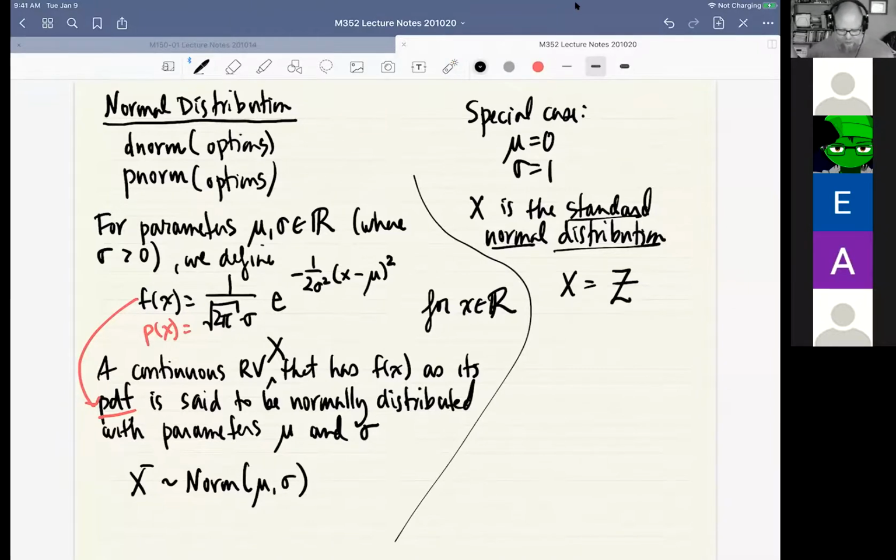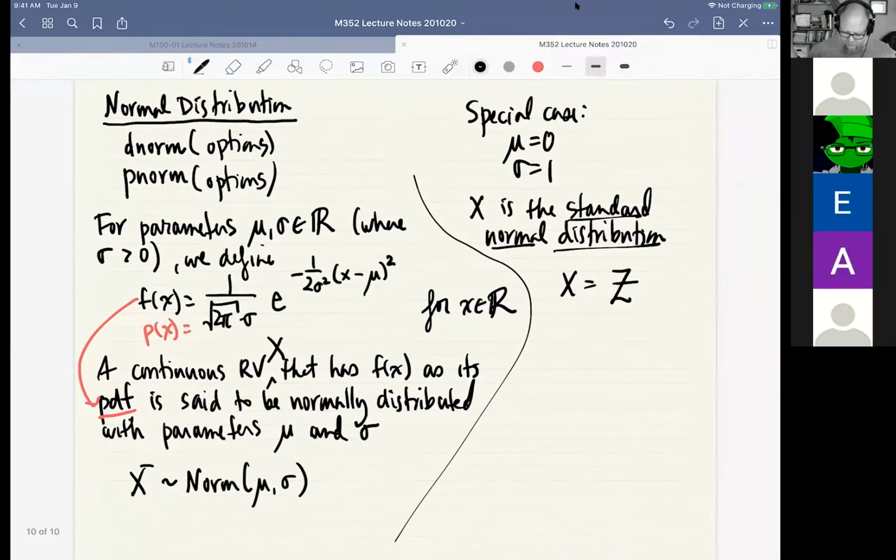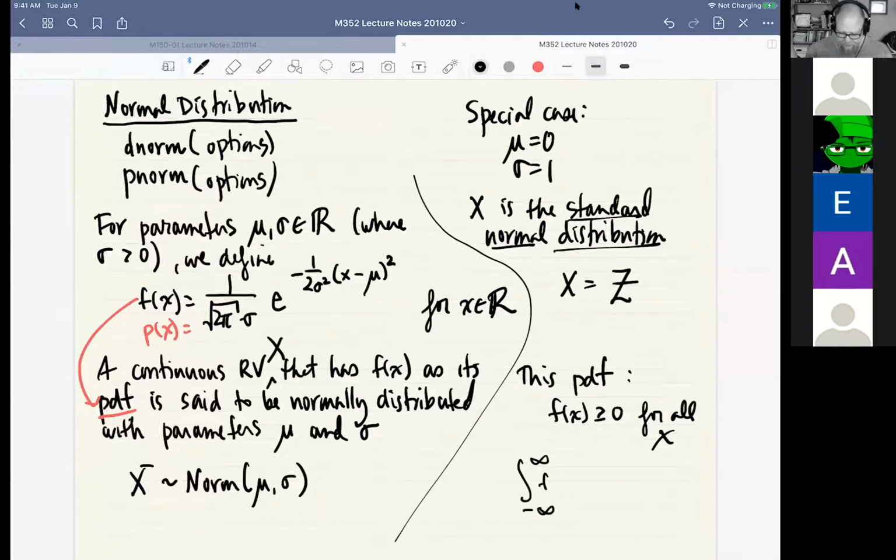So this function here that I call f and Patrick wants to call p, it is indeed a PDF, okay? Because the values of the function are always bigger than or equal to 0. And it turns out that the integral from minus infinity to infinity of f of x dx equals 1.